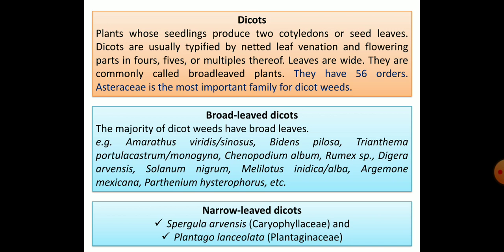But again, what do you need to stress on? The narrow leaf dicots. Yes, we do have dicots which have narrow leaves. So we have two exceptions here, Spergula arvensis and Plantago lanceolata. Spergula arvensis belongs to the family Caryophyllaceae, and Plantago lanceolata belongs to the family Plantaginaceae. So you need to remember, this is also asked in the competitive exams frequently.